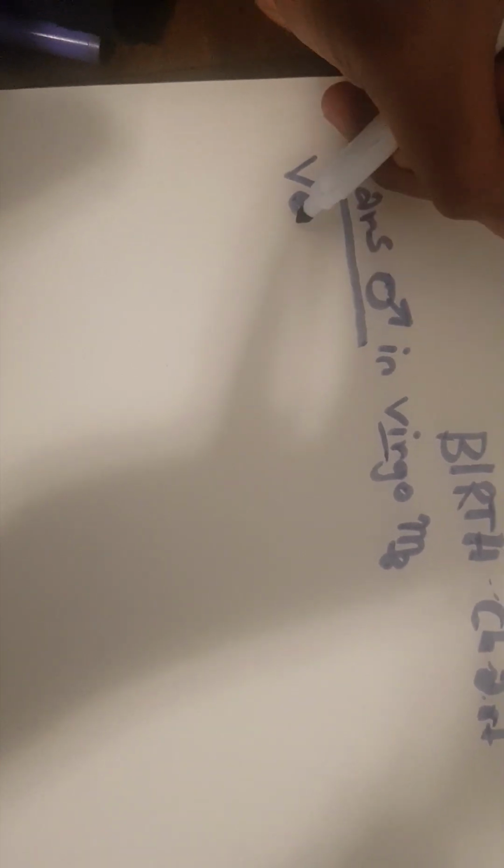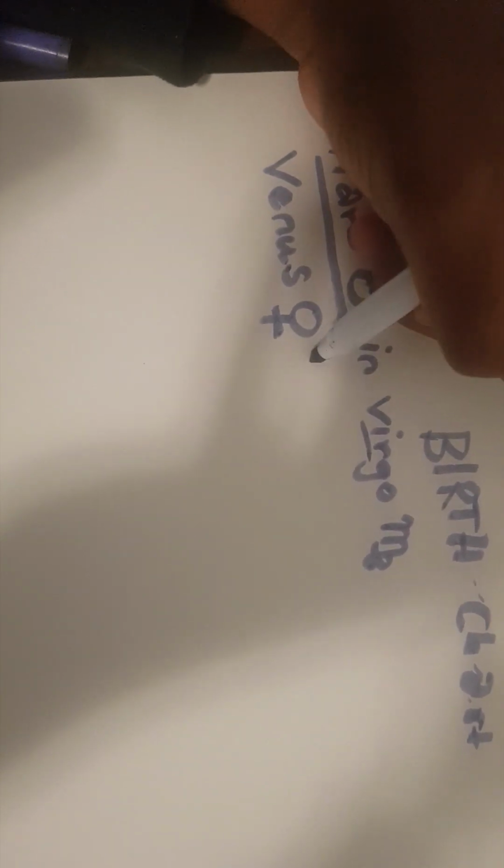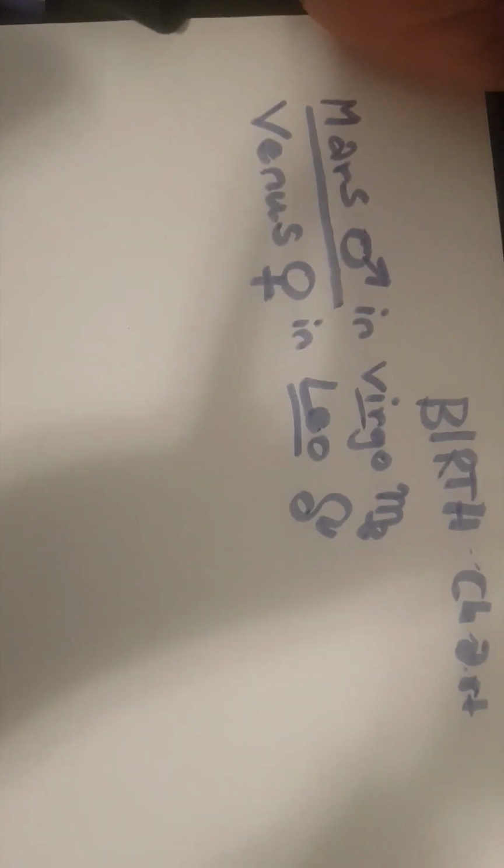Next, I'm going to write my Venus sign. So I have my Venus in Leo, so let's do that. Okay, I'm gonna write Venus. That's the symbol for Venus. So keep in mind, this is the symbol for Venus.